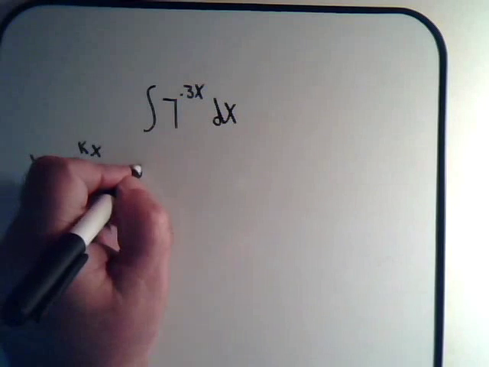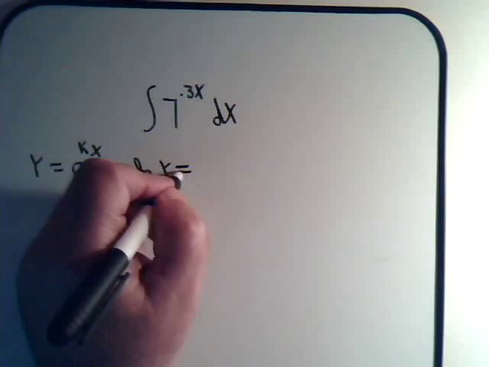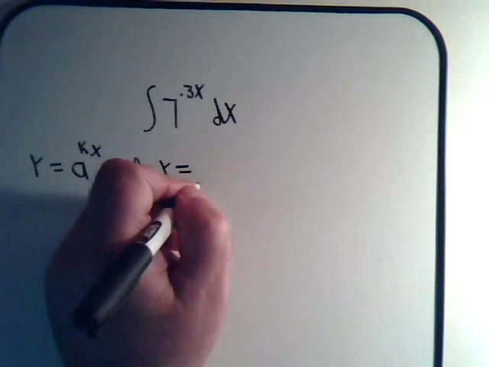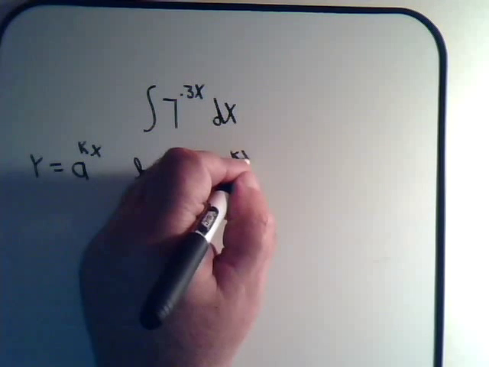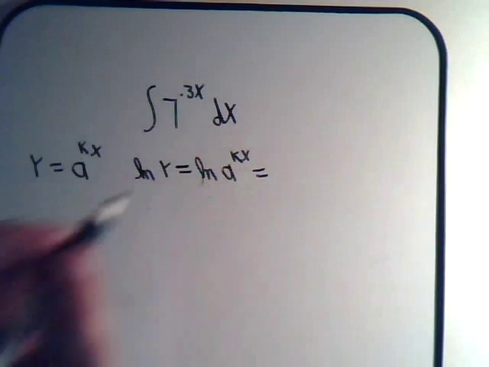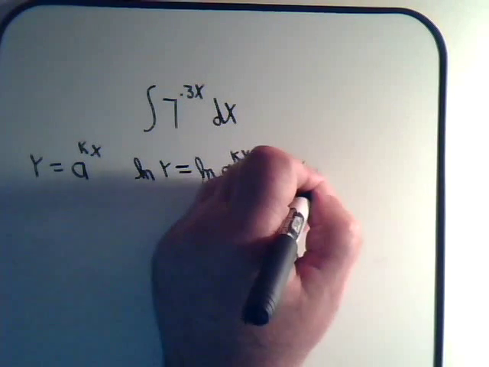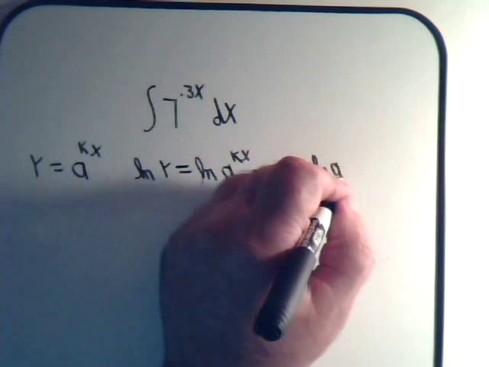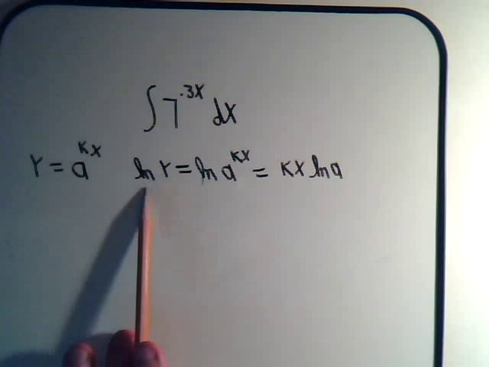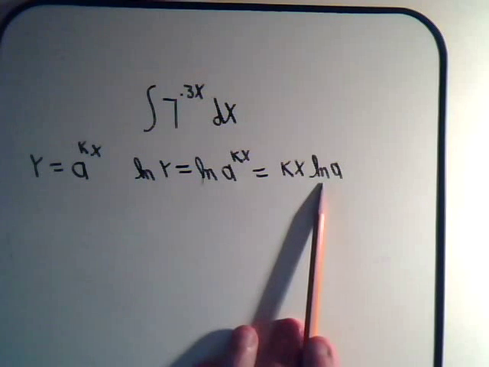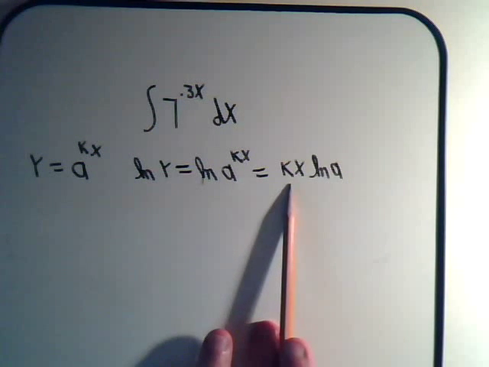And we ended up taking the natural log of both sides. The natural log of y would equal the natural log of a to the kx. And because of properties of logarithms, that would equal kx times the natural log of a. Then, once we derived this, we decided we could easily take the derivative of that. That would be easy enough.